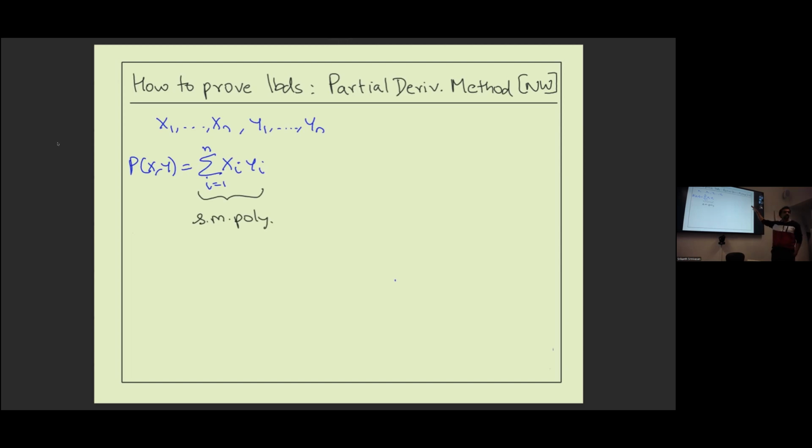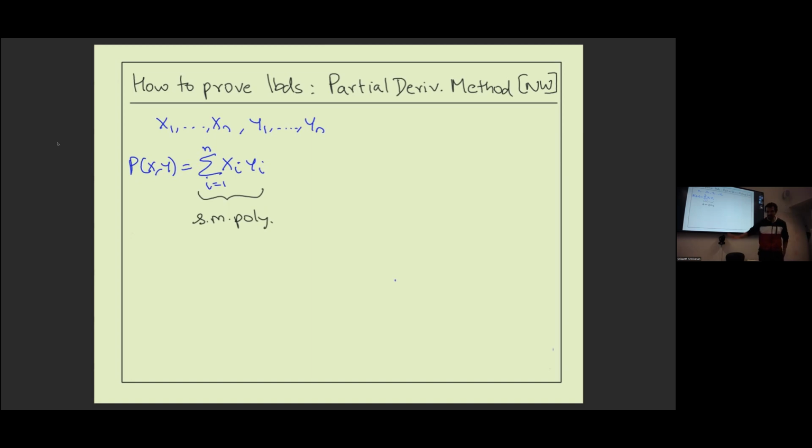The basic setup is this. I have two sets of n variables: x1 to xn and y1 to yn. And here's a very simple set multilinear polynomial. I just take these two variable sets and take the dot product between them. That's a set multilinear polynomial.